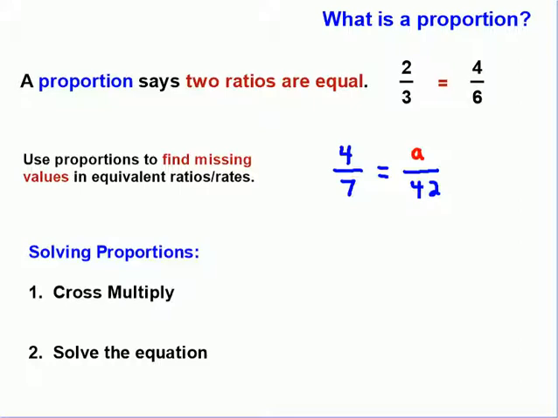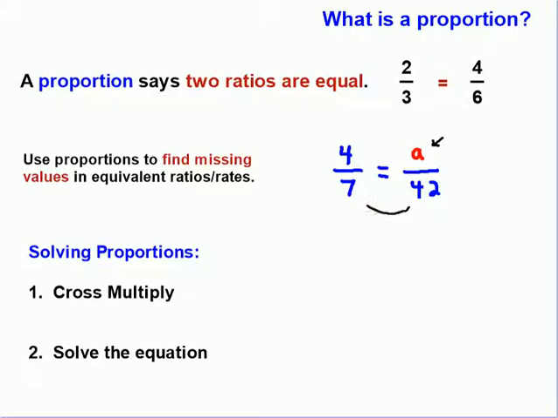Now, we're going to use proportions to find missing values in equivalent ratios and rates. So we're dealing with ratios and rates, and here is one ratio that we have, 4:7. And we know, based on this equal sign, that these two are equal to each other. But what we don't know is the value of the letter A. Because we know that these two ratios are equal to each other, we can find the answer. And we can do that one of two ways. We'll start off by doing it the way that probably makes sense to you right now.